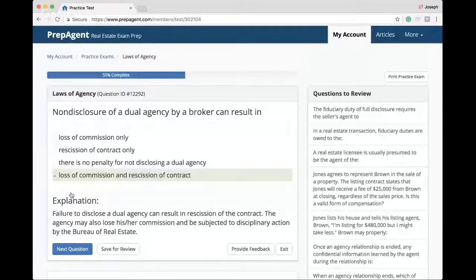Now, depending what state you're in, there are different rules on whether dual agencies are allowed. Some are okay with them, some are not. However, there is no state where it's okay not to disclose the dual agency. Whether it's allowed or not, there's no state, even the ones that allow it and are okay with it, where you can keep it secret. It always must be disclosed. Okay? So non-disclosure of a dual agency by a broker can result in lost commission and rescission of the contract. In some places, there are even additional penalties to that.